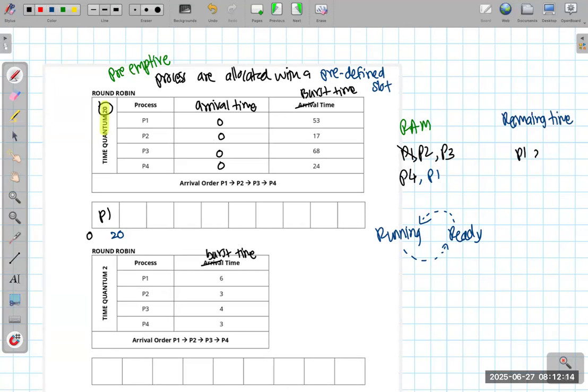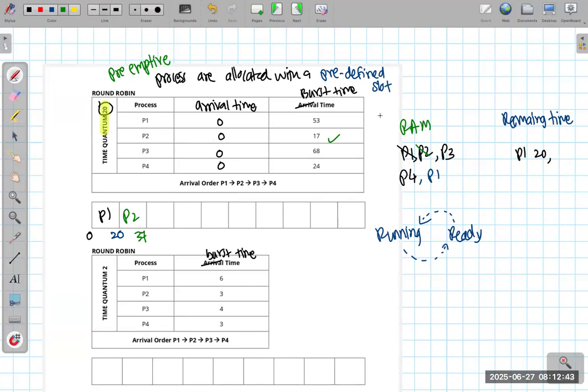P1 20 units so far. Can you tell me who will be taken in next? In the order, the next one, P2. P2 will be coming and P2 needs only 17 units. So you can give 20, you give 17 and finish it off. So that is 37.